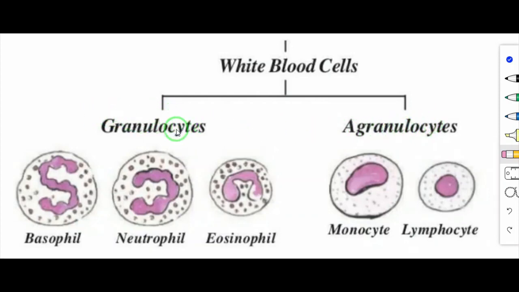These granulocytes are again categorized into three types. They are basophil, neutrophil and eosinophil. What are the three types? Basophil, neutrophil and eosinophil. These agranulocytes are again categorized into two types. They are monocyte and lymphocyte. One by one, let's see now.